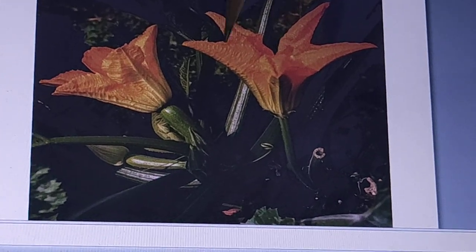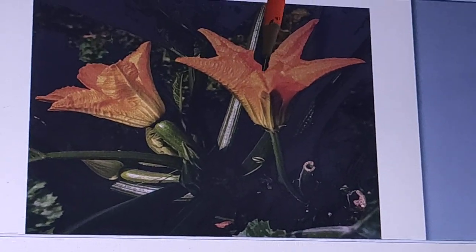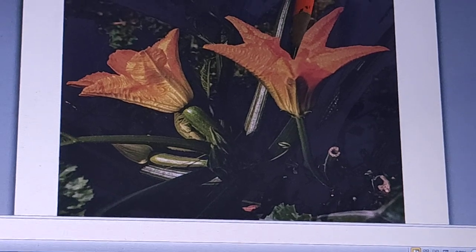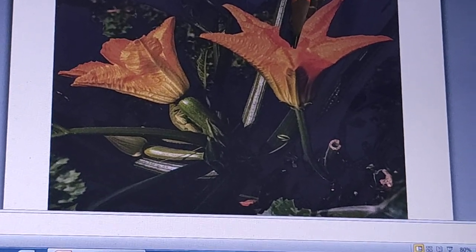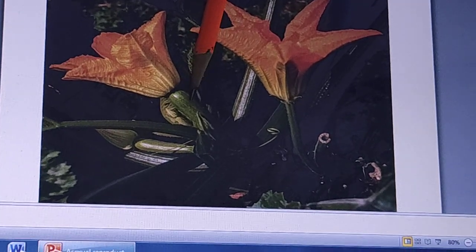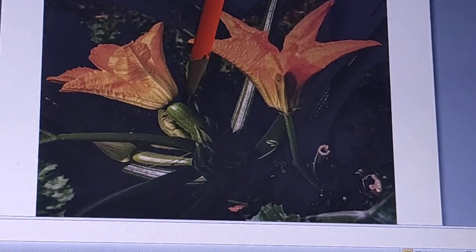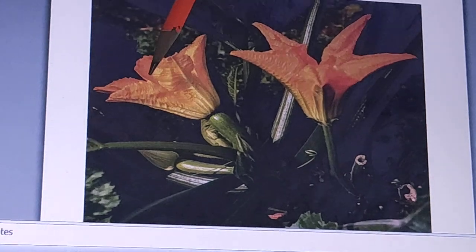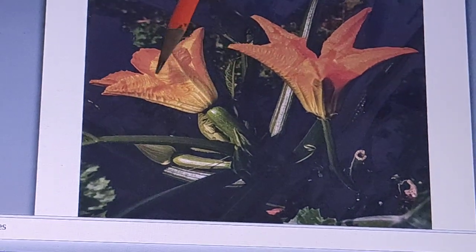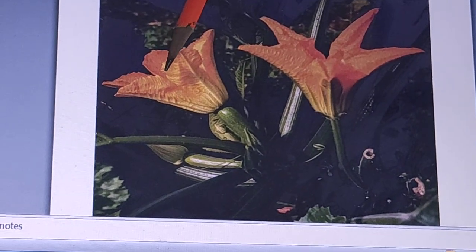So here the anther is present inside this flower. This is the male flower. Anther is present inside it. This is the female flower. This is the ovary, I have already explained to you. And the stigma is present inside this petal. The stigma is present inner to this petal.